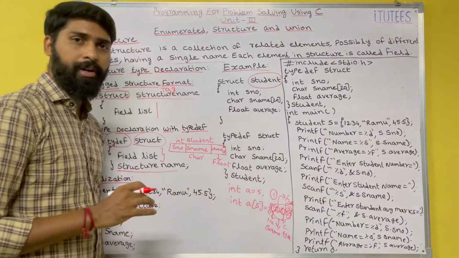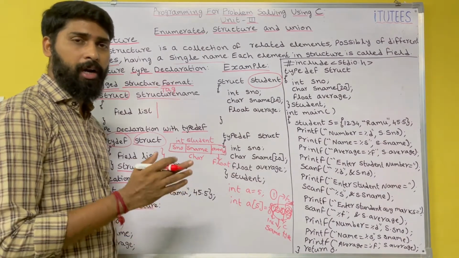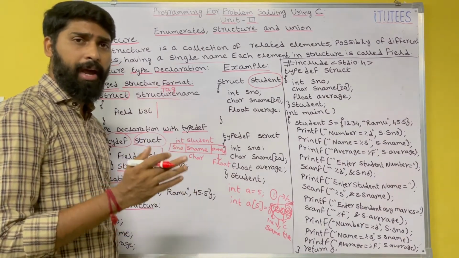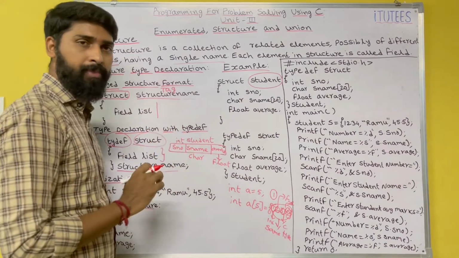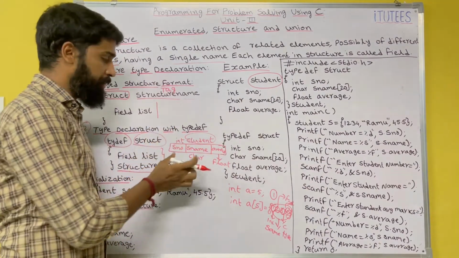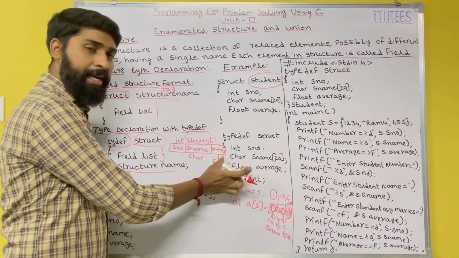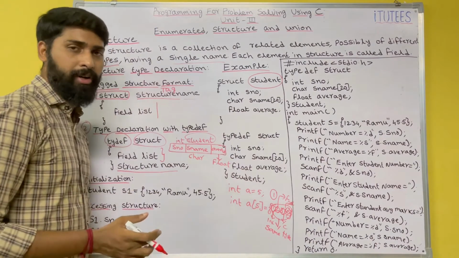I hope you all understand. A structure is a collection of different data items, and all the data items can be accessed with the help of the same name. Here the data type is student. In this student we have 3 fields: student number, student name and average. All are different data types.